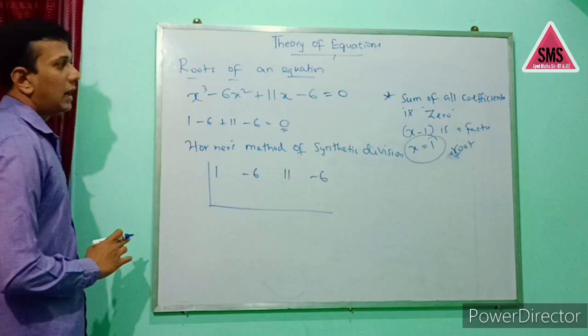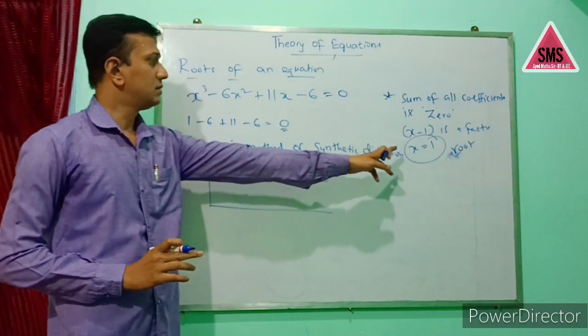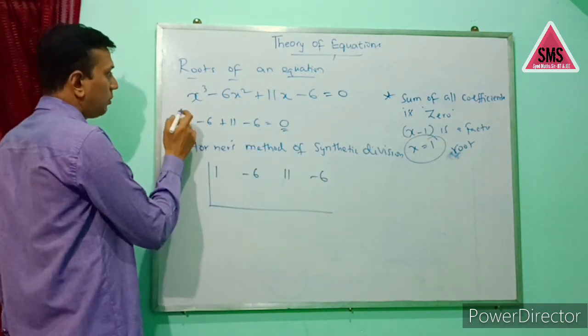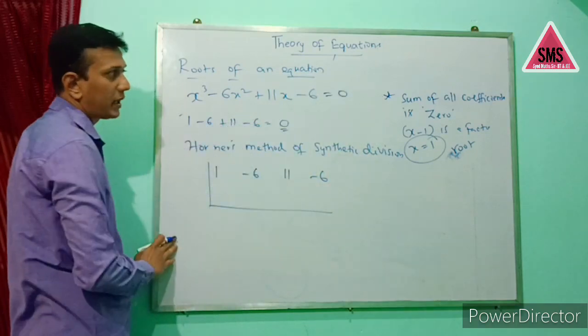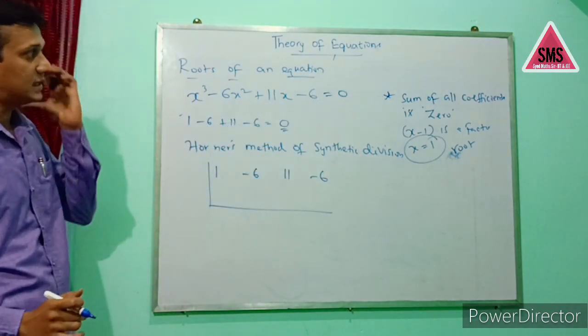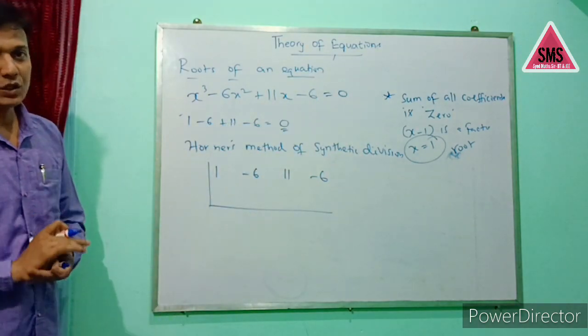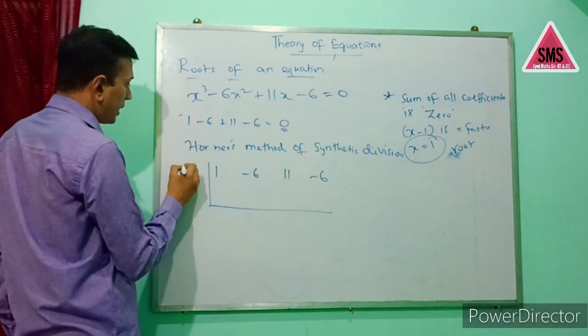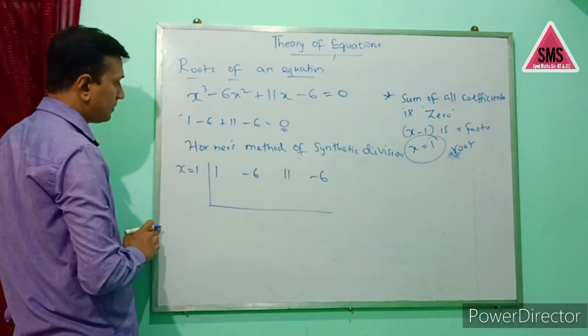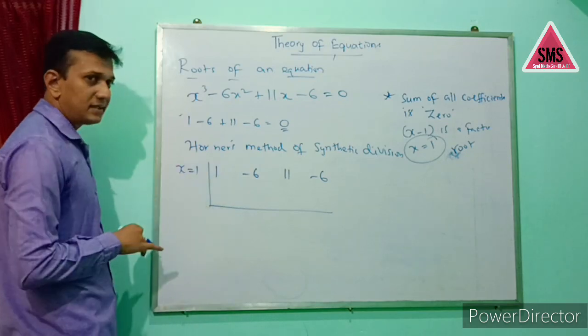Since I know one root of this equation, how? By using this note point. What is that note point? Sum of all coefficients is going to be 0. Then x equals 1 is the root. Now x equals 1 I will consider. I have to make one term as 0.